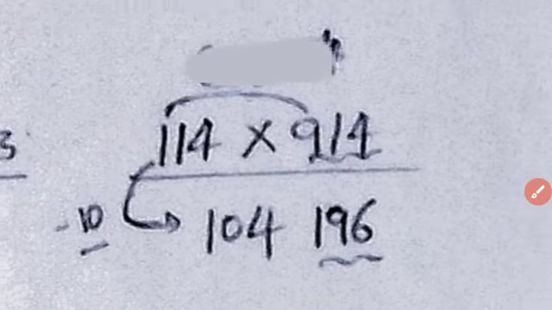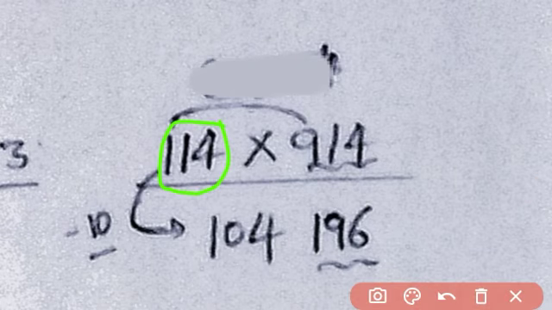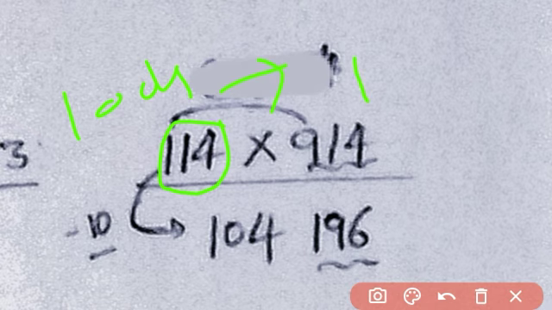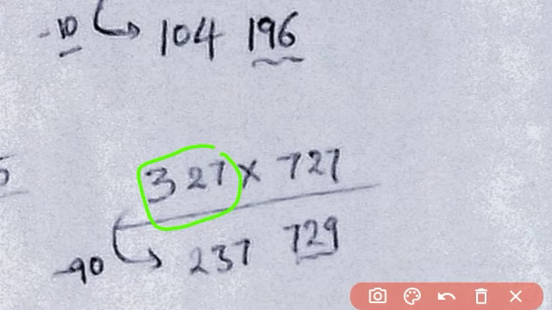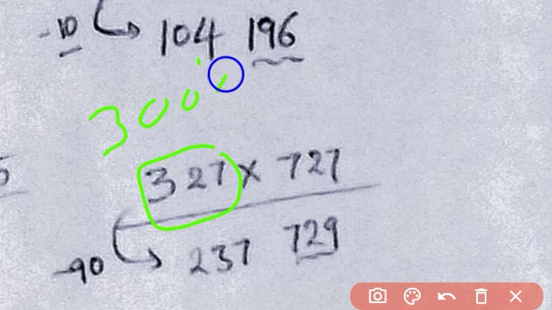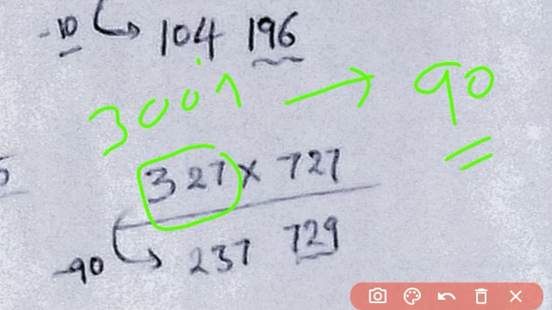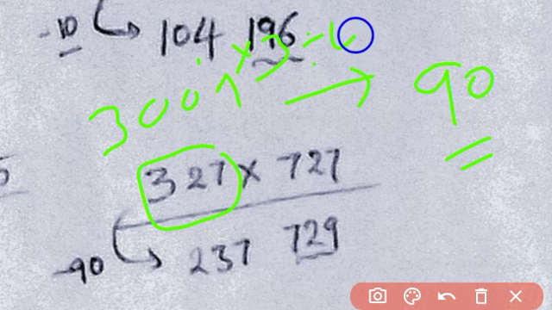See here, you have 114 on the left side. Assume it's in hundreds. You have hundreds, subtract 10 from the number. How will you get 10? Multiply with 1 and divide by 10. On the left side you have 327. Take it as 300s. You have 300s, you have to subtract 90. How will you get 90? Multiply 300 with 3, divide by 10. You will get 90s.